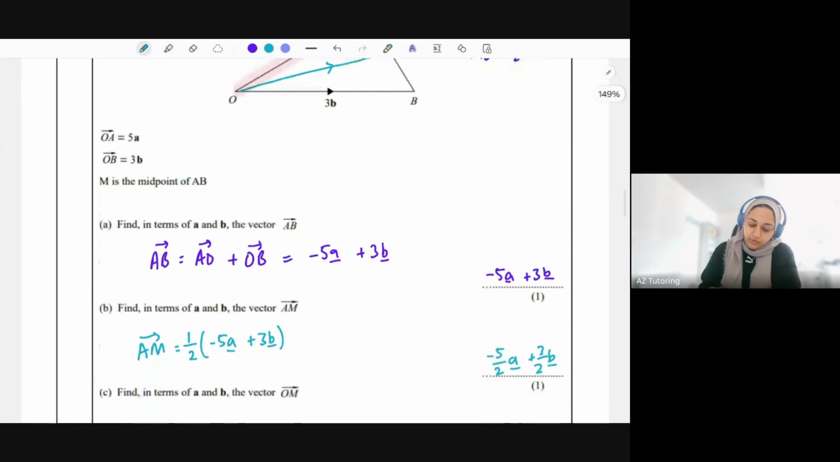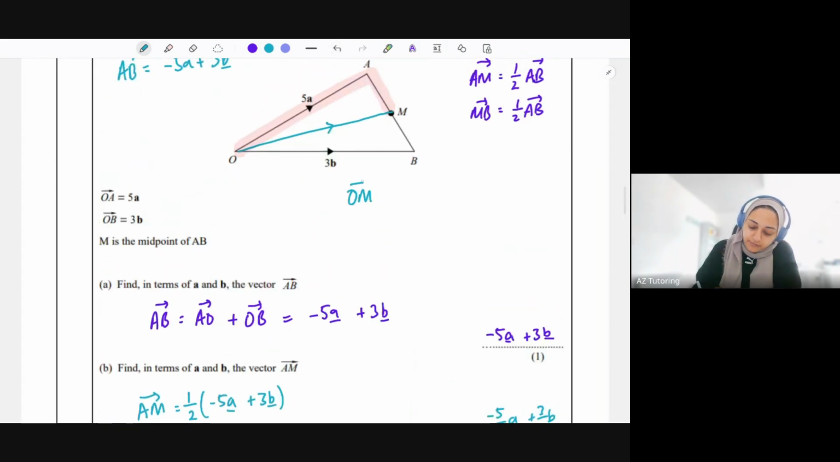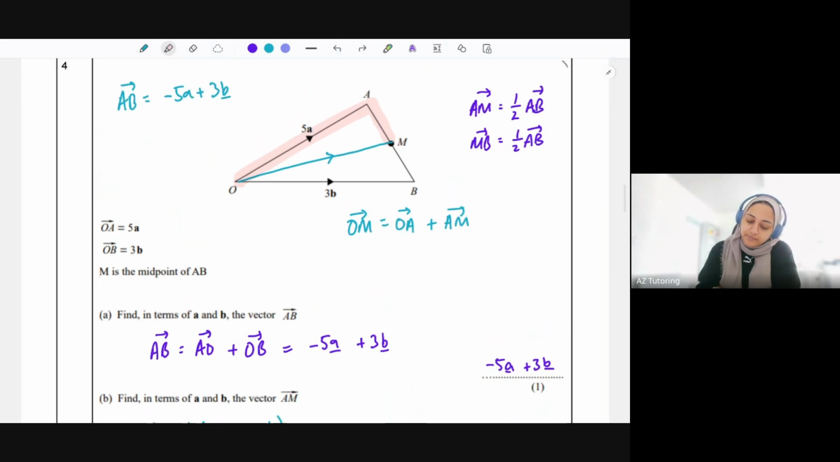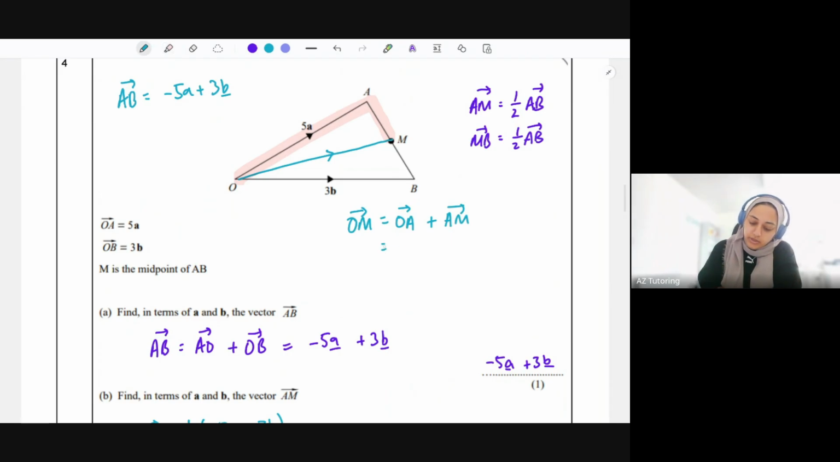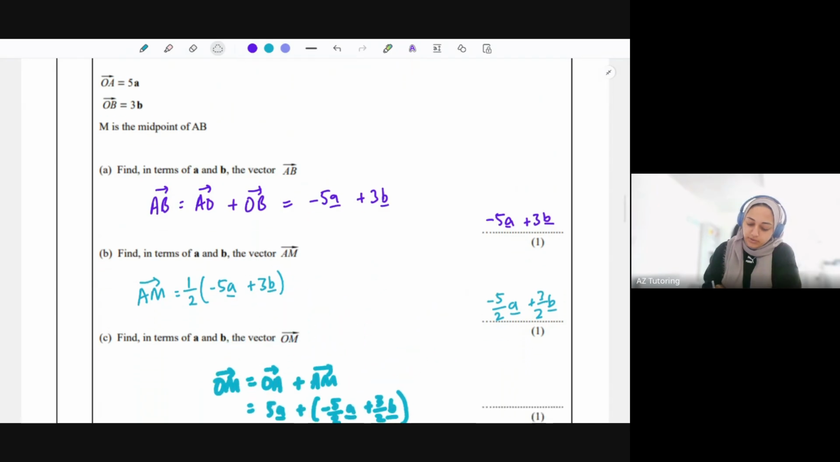So we can say, what are we finding? We're finding OM. So we can say OM is OA plus AM. So it's worth also, just like the last question, checking that it starts at O and ends with M, so we've definitely got the path right. And what is OA? We know OA is 5A. And what is AM? Well, we've just worked out AM here. It's minus 5 over 2A plus 3 over 2B. So I'll bring this down to the bottom and we're simplifying this.